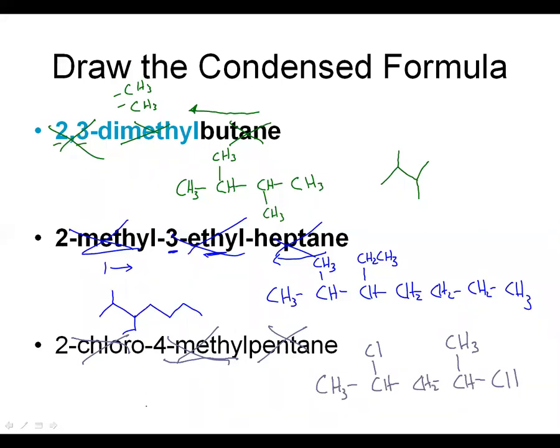Again, our base is 5 carbons, which looks like this. And again, here at carbon number 2, we have a Cl, and carbon number 4, we have a CH3 that looks like that. Any questions on how to draw them from the name? Both line structure or condensed structure. Again, I do think this is probably the easier of the two, going this way. Any questions on those there?